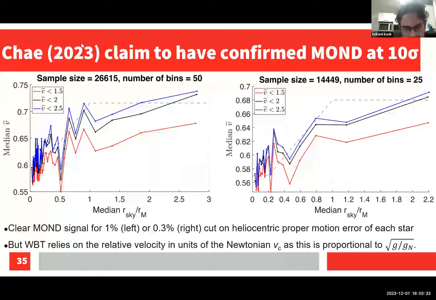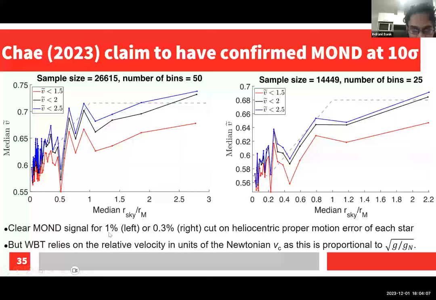Okay, so can I answer some of these concerns? I'll get on to the eccentricity in a sec. But first of all, I've already shown on this slide that if you change the nominal 1% cut on the heliocentric proper motion error that Chai had to a 0.3% cut, so going from the left panel to the right panel, you get almost the same sort of result. It does look like MOND, but that doesn't mean it's correct, because in both cases, the variable being targeted is not the right variable to target.